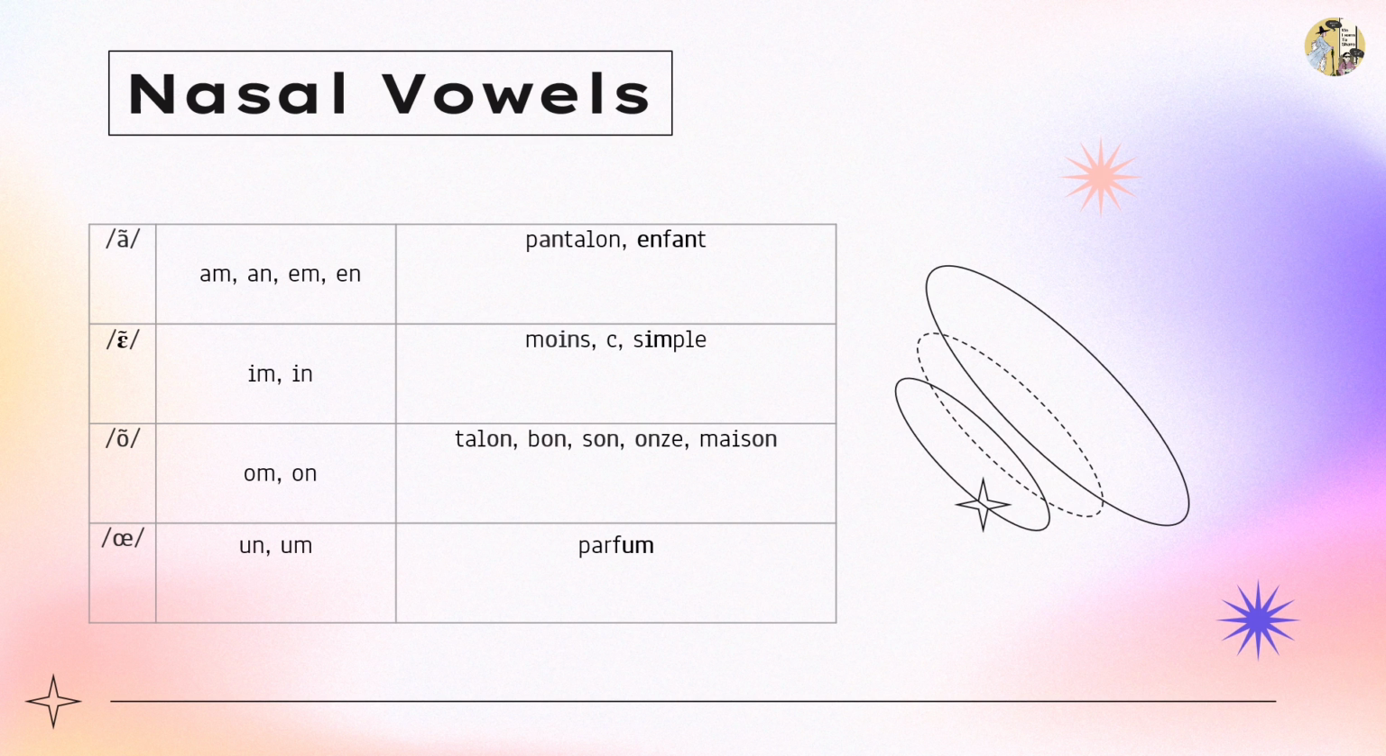There are also some nasal vowels in French. So first, un, pantalon, enfant. Then, en, moins, simple. Then, on, talon, bon, son, maison. Lastly, un, parfum.